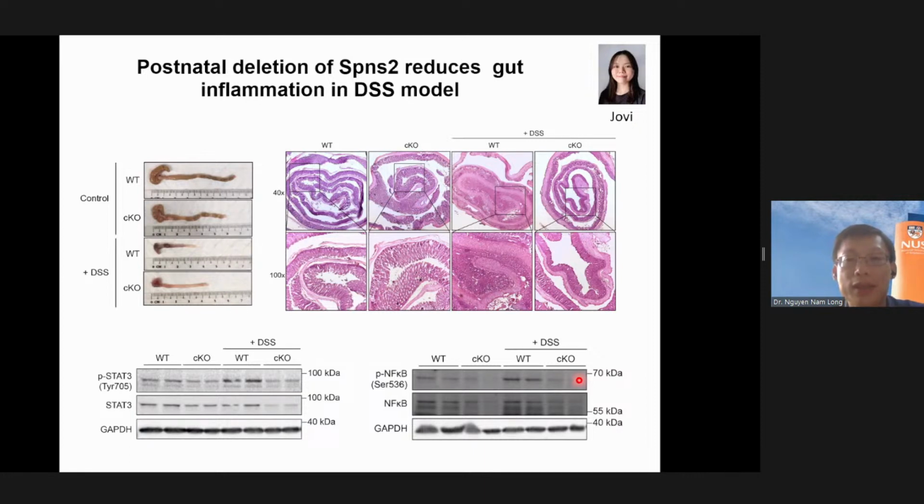So basically, we think that knockout of SPNS2 can prevent lymphocyte infiltration. We have more data, so we have almost a manuscript now. We think that it prevents lymphocyte infiltration to the inflamed site so that they can induce inflammation.